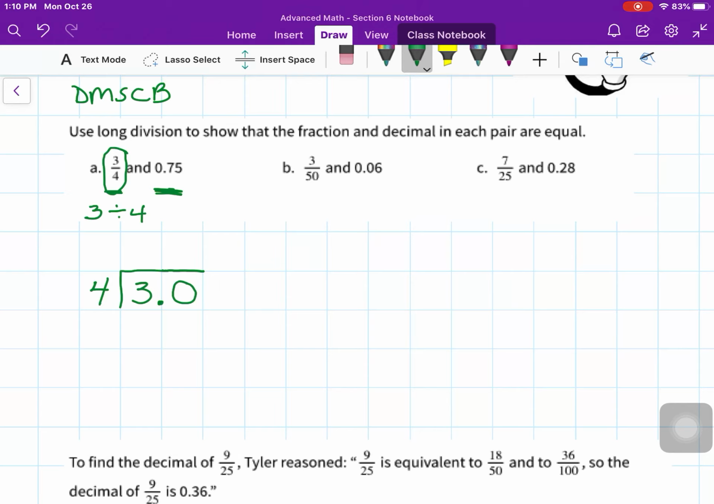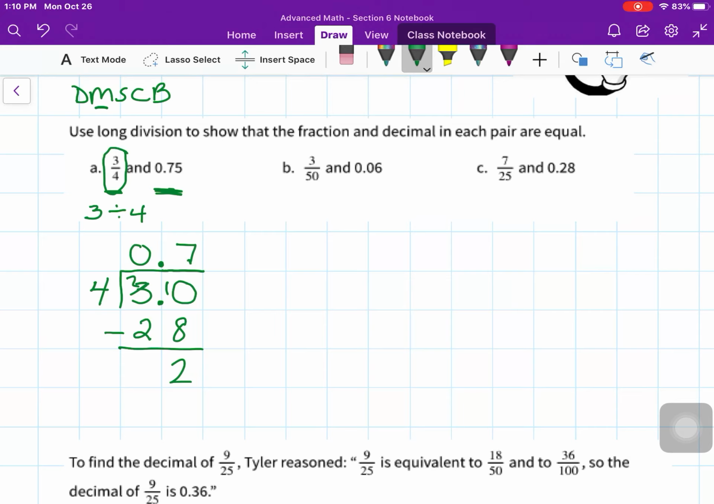So we're going to put our decimal right into our quotient because we know that's what we do when we divide with a decimal in the dividend. And we know that 4 didn't even go into 3, right? But 4 can go into 30. So 4 can go into 30 7 times. Then we multiply 7 times 4 and we get 28. We subtract, and 30 minus 28 is 2. We check to make sure 2 is smaller than 4.